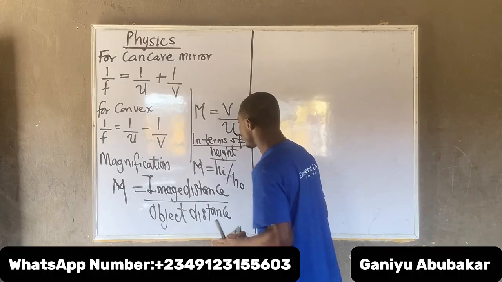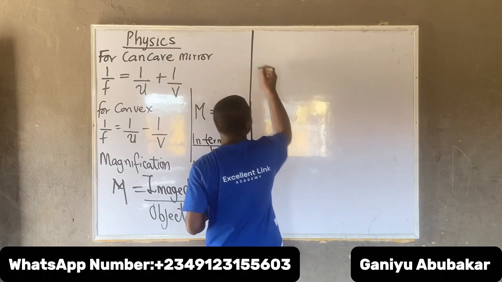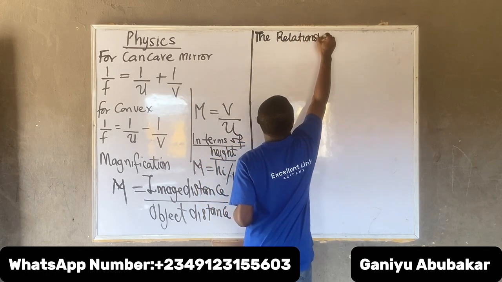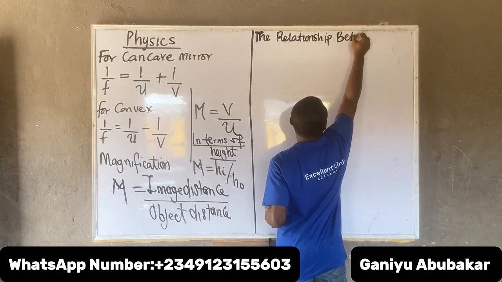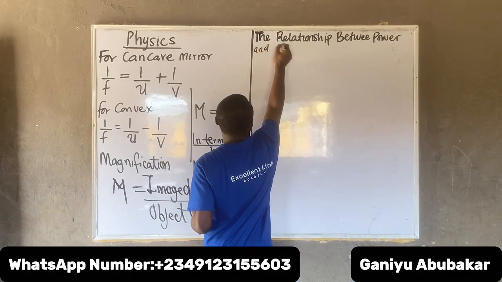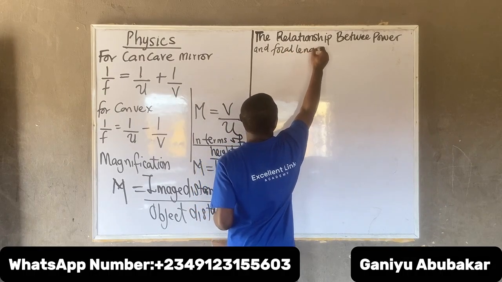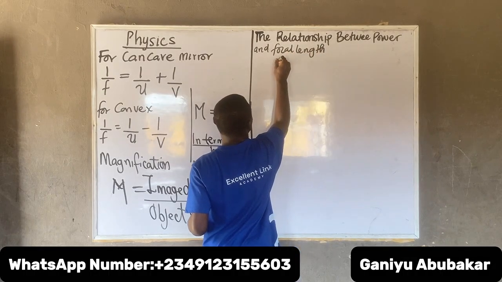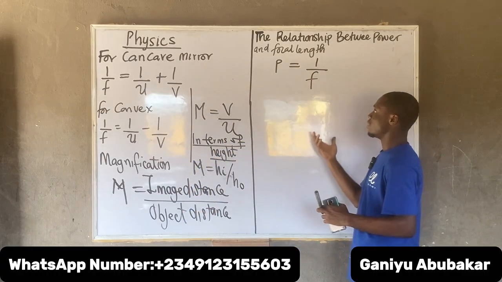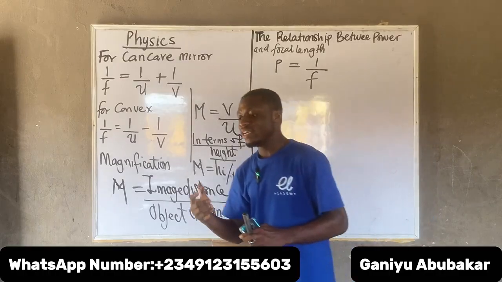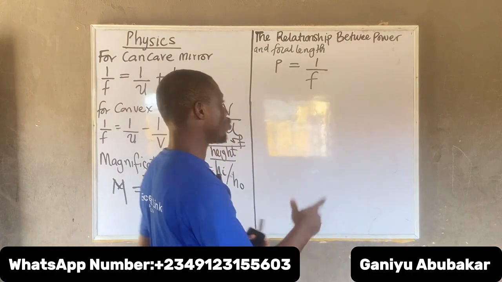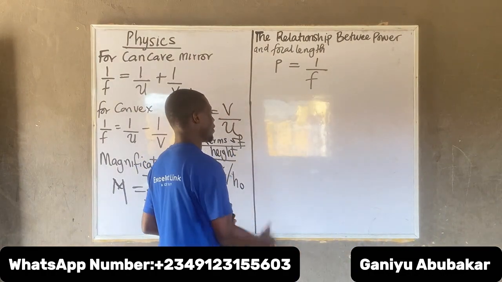Also note, please, that the relationship between power and focal length is given by power is equal to 1 over focal length. Another important formula to note. I didn't give you this last class, so note that the relationship between power and focal length is given by power equal to 1 over focal length, as we have on the board here.